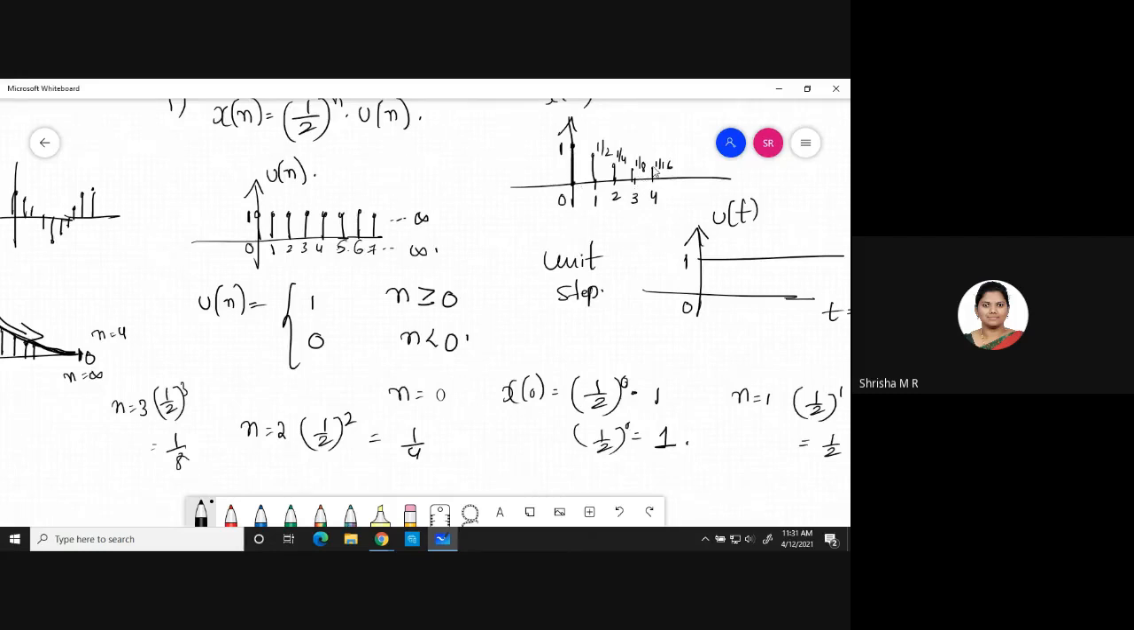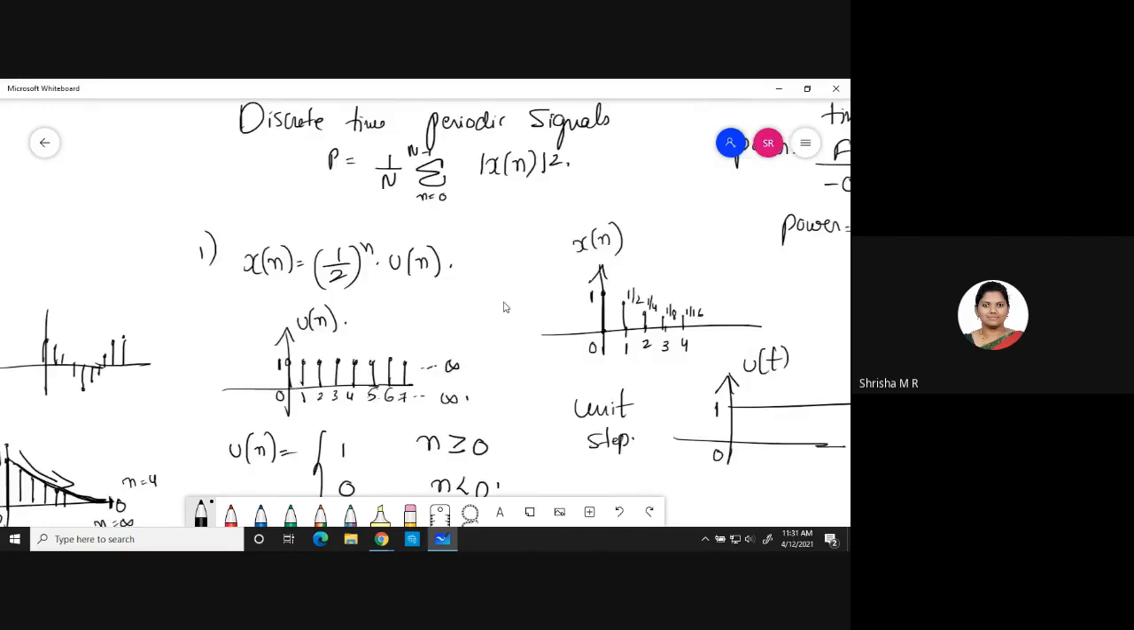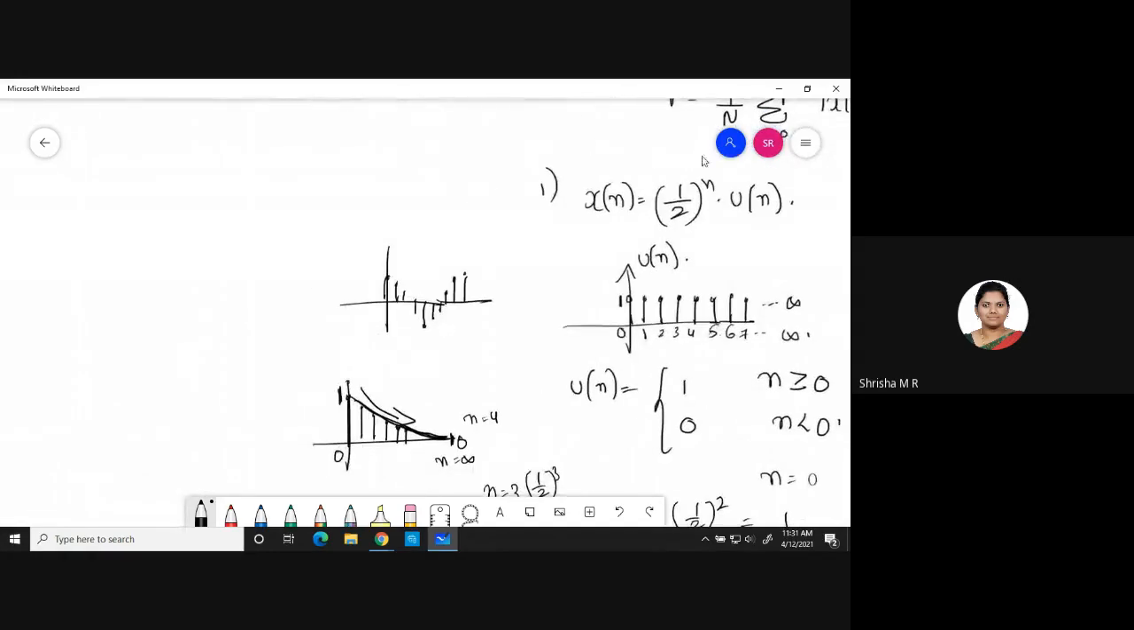Can you observe this? Or is this diagram not clear for you? I'll draw it once again. Is it clear? So x of n is equal to half to the power of n into u of n, something like this. I'll draw the bigger diagram. If n is equal to 0, your signal is 1. At n is equal to 1, the signal is half. Correct? It's 0.5.